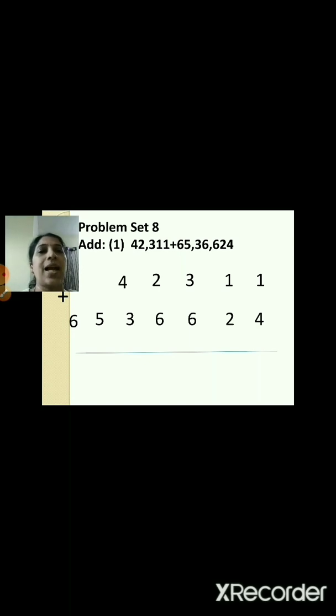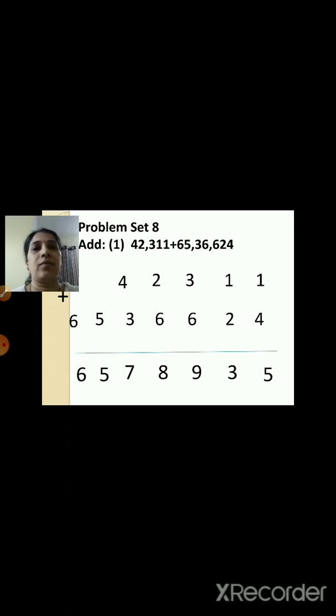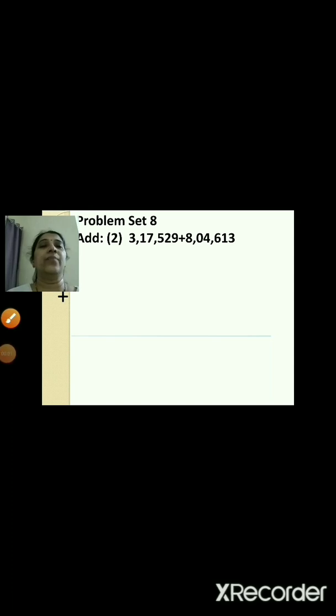So now let's start adding them from your right hand side. So 1 plus 4 is 5, 1 plus 2 is 3, 3 plus 6 is 9, 2 plus 6 is 8, 4 plus 3 is 7, and there is the only number 5 in the lakhs place and 6 in the 10 lakhs place. So your answer is 65,78,935. Let's move to the second one.